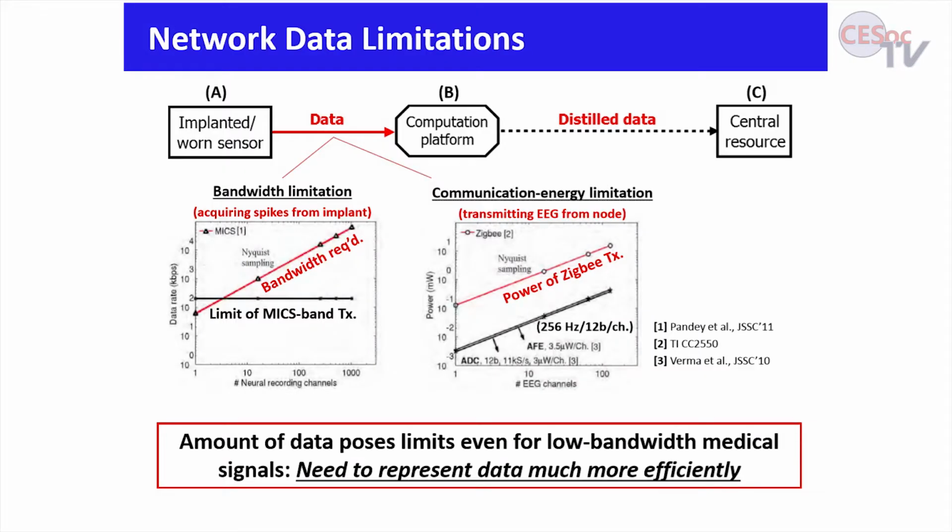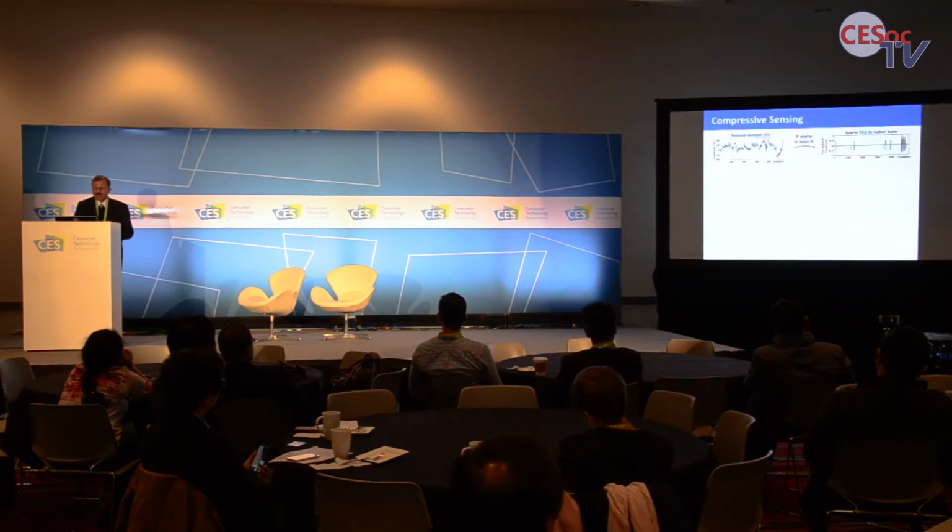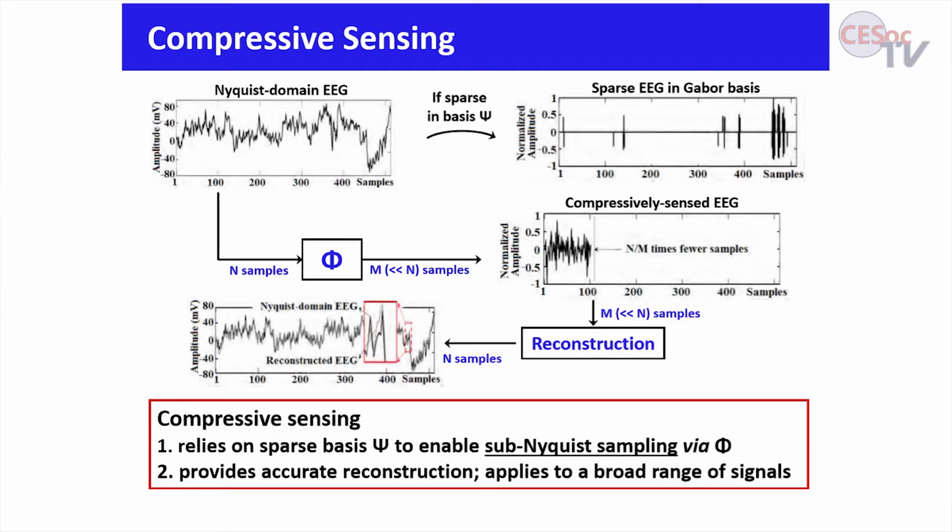Okay, so making the sensor smart actually can improve the energy efficiency also, which seems counterintuitive because you're doing more on the sensor, but you are saving a lot of transmission energy, and you're only increasing the computation energy slightly. So we have to represent data more efficiently.